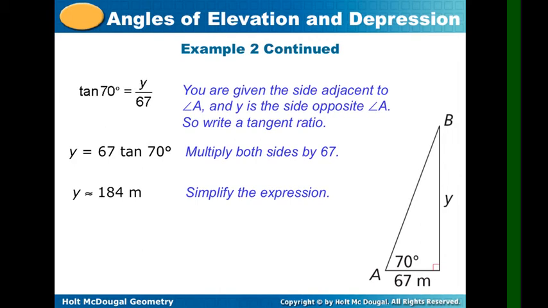Nakuha nyo ba is exact 184 meter? So, let's try. 67 tangent 70. You will get 184.080987. But yung sinabi kanina is nearest meter. Ibig sabihin, whole number ang isusulat natin. So, that is 184 meters. So yung height nung Space Needle is 184 meters using yung shadow niya at saka yung angle of elevation.